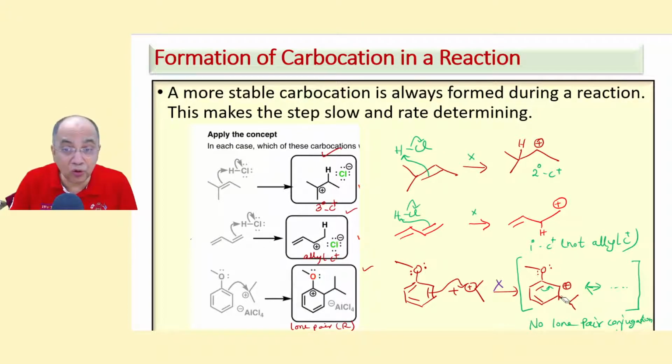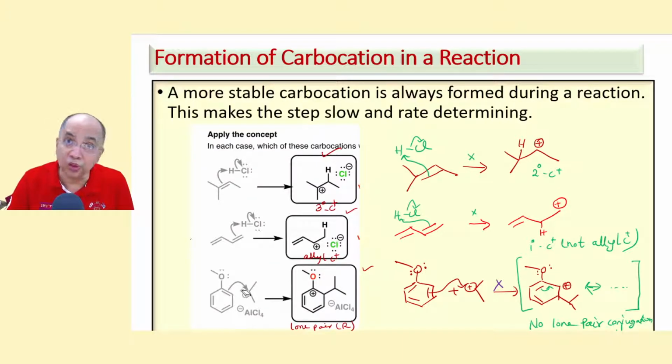Right? But if it goes for a meta attachment, if it attacks the meta position, then the plus charge will come to the ortho position, and you can draw another 3 resonance structures. None of them will carry plus charge adjacent to the oxygen atom, and the lone pair resonance stabilization pattern 3 will not be possible if this carbocation joins in the meta position. So it has to join in the ortho position rather than the meta position.